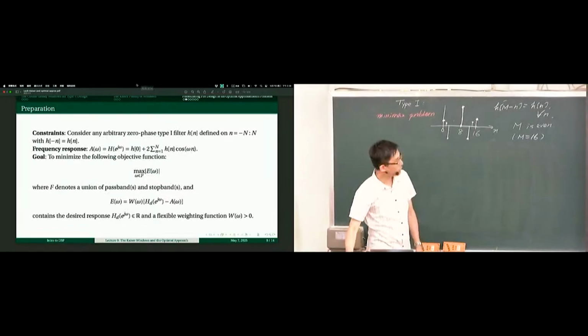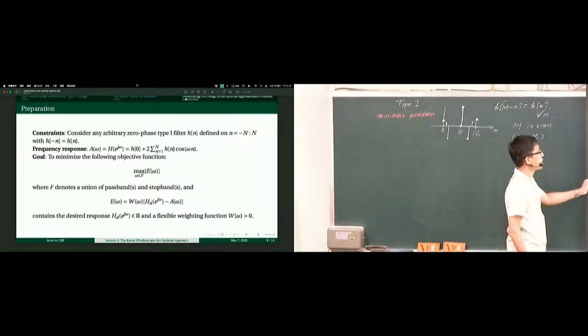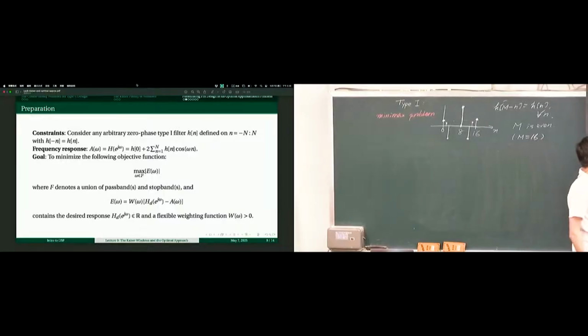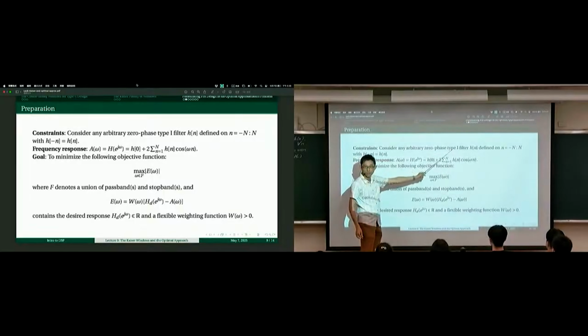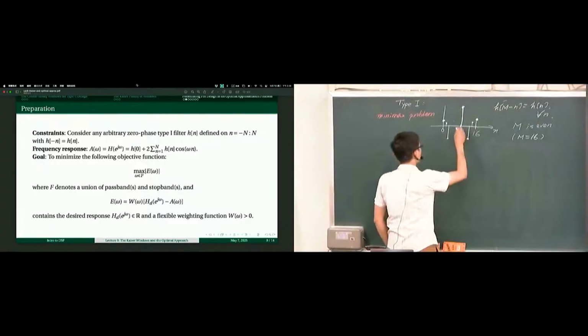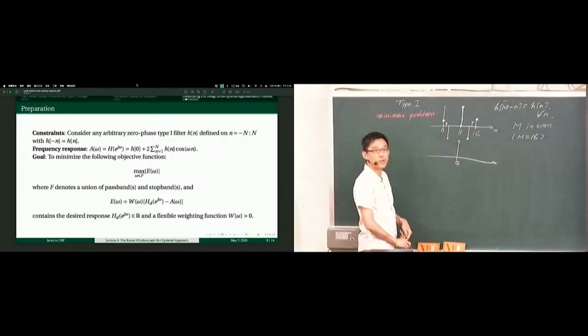So first of all, let's again state our constraint. We're going to consider, in this case, zero phase type 1. It's mathematically easier to, again, I'm sorry for that, shift to 0 in the middle. You can always shift it later to the right by 8.